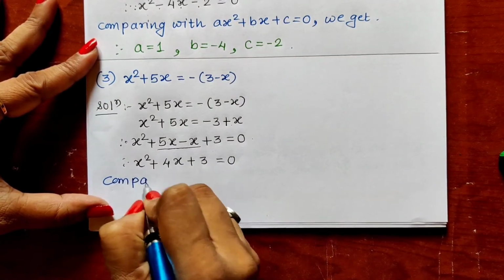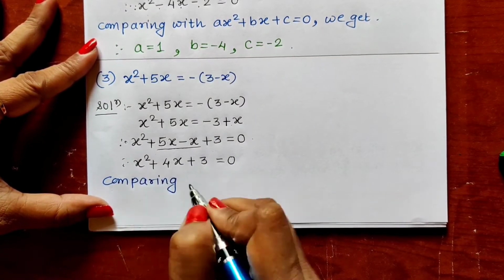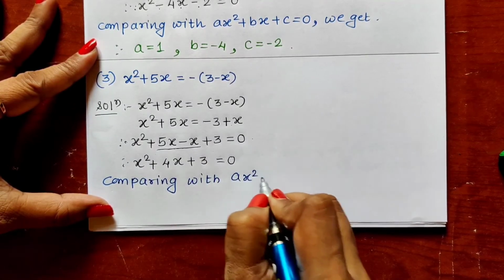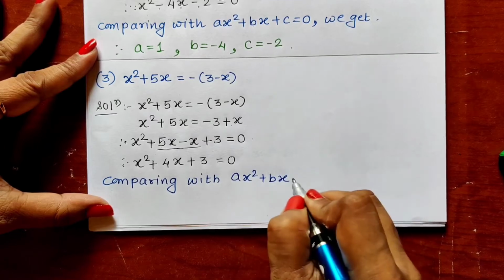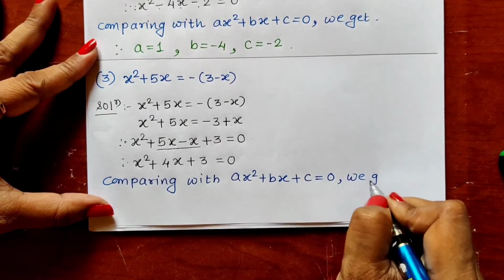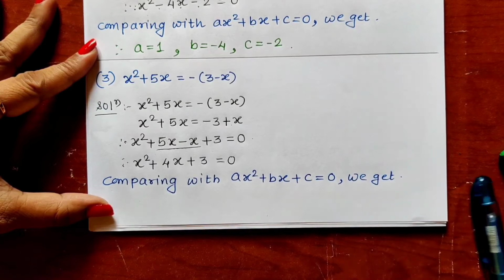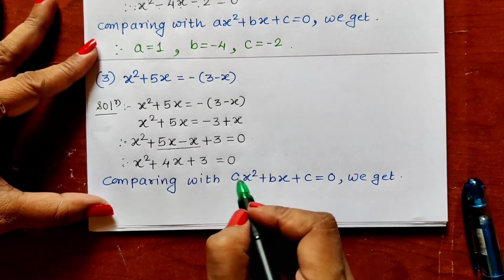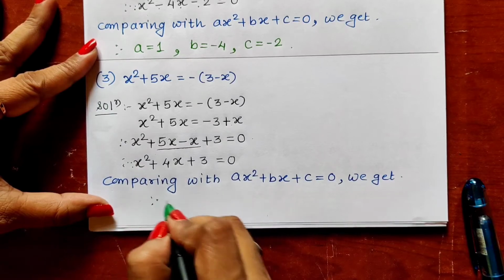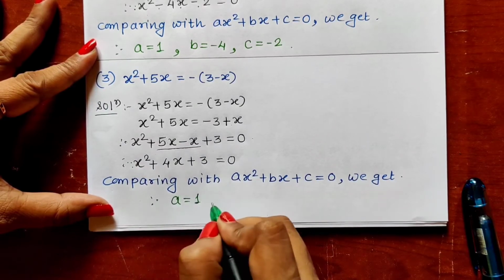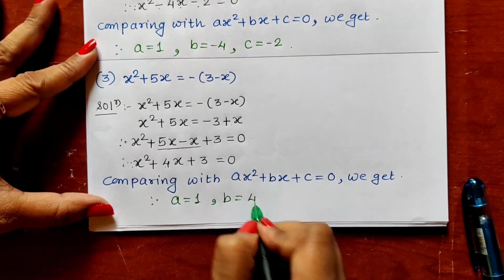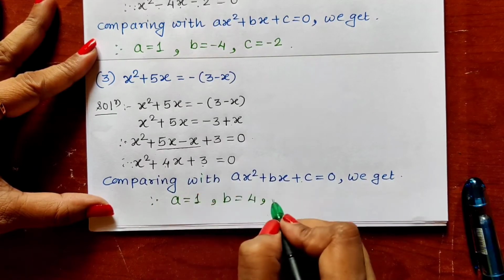Comparing with ax square plus bx plus c is equal to 0, we get, what do we get? A value, the coefficient of x square. Nothing is there means 1 is there. So therefore a is 1. B value, b is 4. And c value is plus 3.